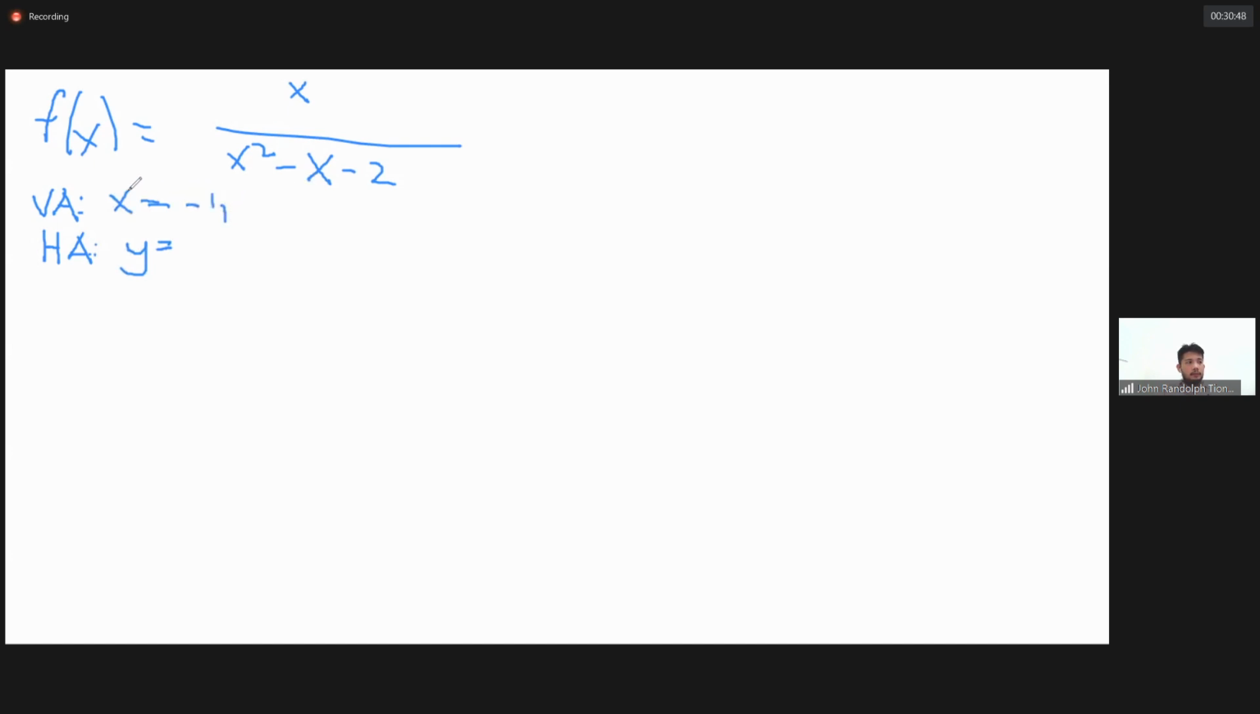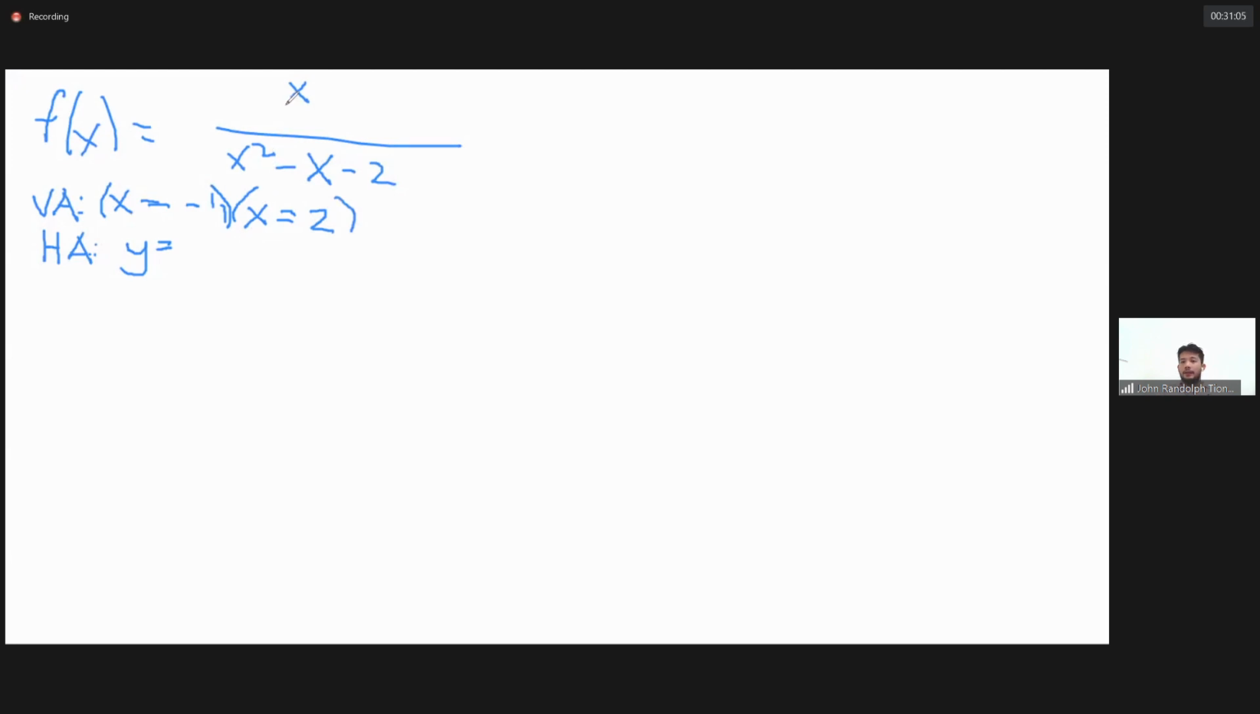At saka yung isa, x equals positive 2. Okay? Dalawa yung vertical asymptote natin, negative 1 and positive 2. And how about yung horizontal asymptote natin?